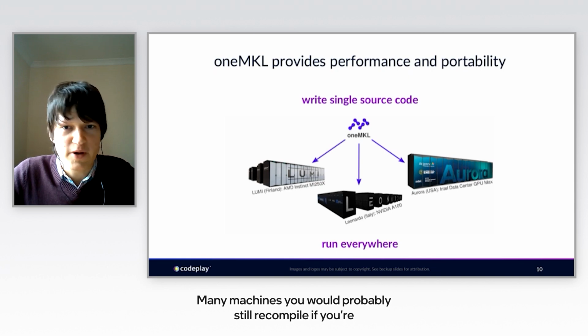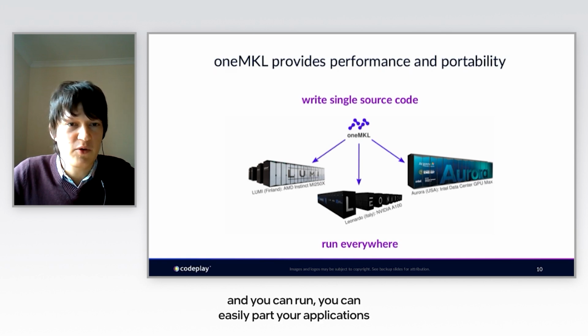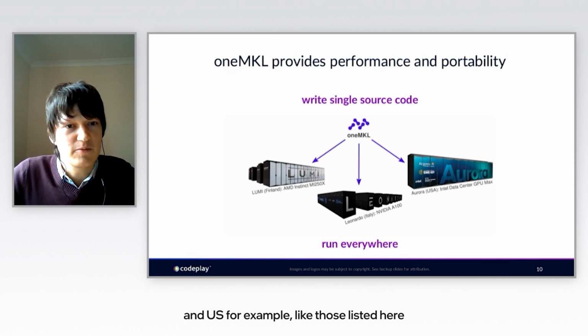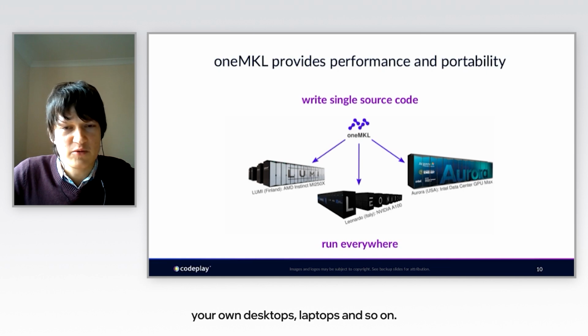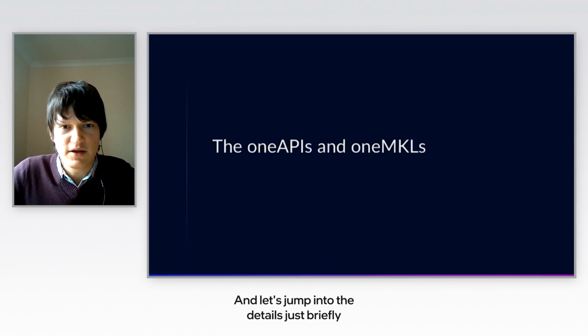So you could really write single source code and then run it on many architectures, many machines. You would probably still recompile if you're running on a completely different operating system, but the source code can still be the same, and you can easily port your applications, for example, between different HPC systems in Europe and the US, like those listed here, as well as run on your own machines, your own desktops, laptops, and so on. So yeah, that's really nice. And let's jump into the details.